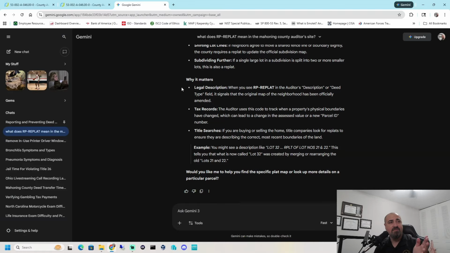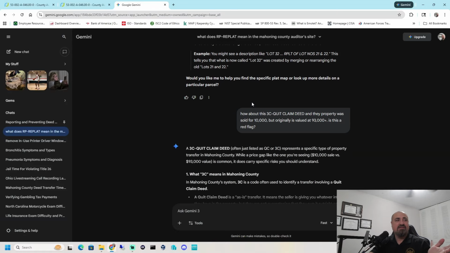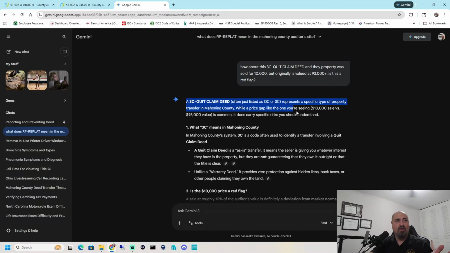Title searches. If you're buying or selling a home, the title companies look for replats to ensure they're describing the correct recent boundaries of the land. So maybe there have been things that have changed over time around that neighborhood that they had to restructure, revise, and let the recorder analyze it. So that way they can say, yes, this matches what the actual taxes on the tax map has. We're just verifying that tax map. That's pretty much what I gathered from it. But it still doesn't make sense what happened here.